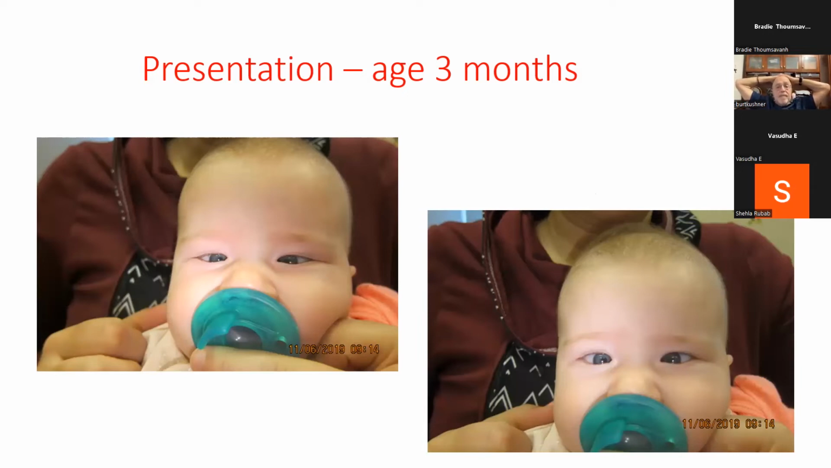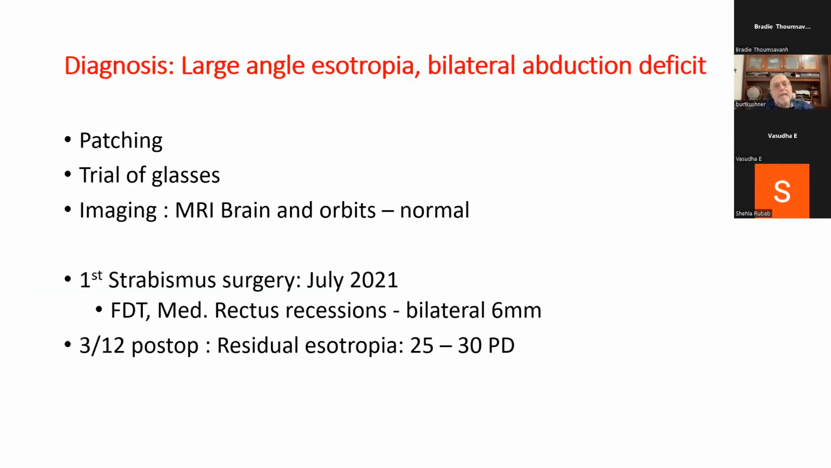Yes, so the baby is looking at a light up close in the picture to the top left. And in the other one, the baby's trying to look a little further away. All you can see is those light reflexes, and you can tell that she has a large angle esotropia. So I made a diagnosis of bilateral abduction deficit with large angle esotropia, and started the baby on patching.